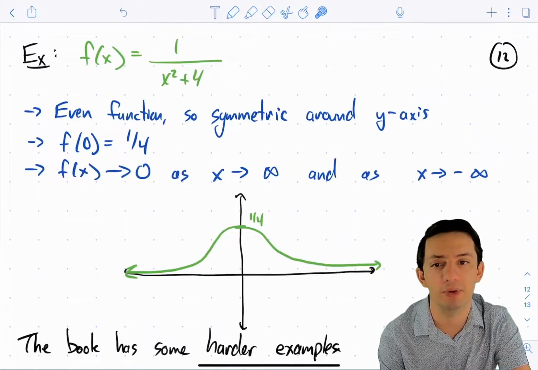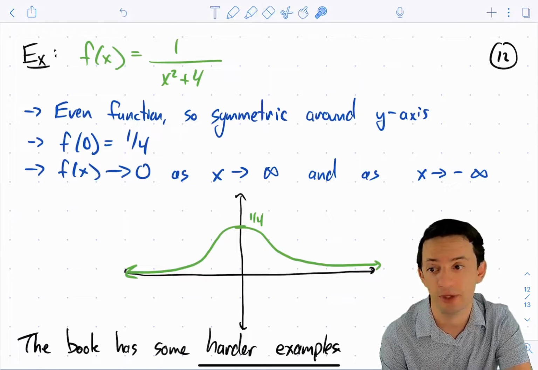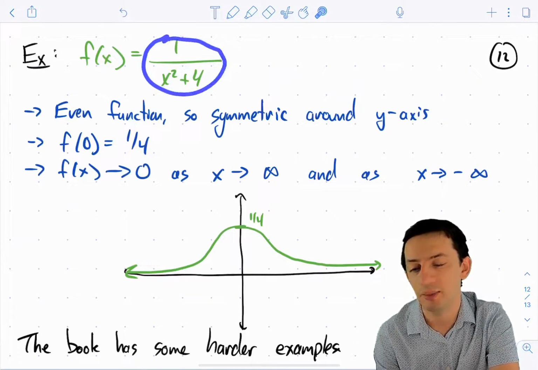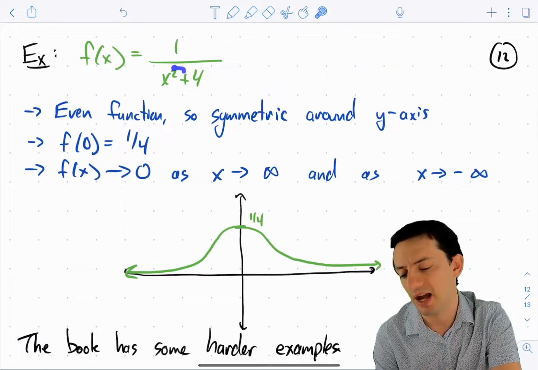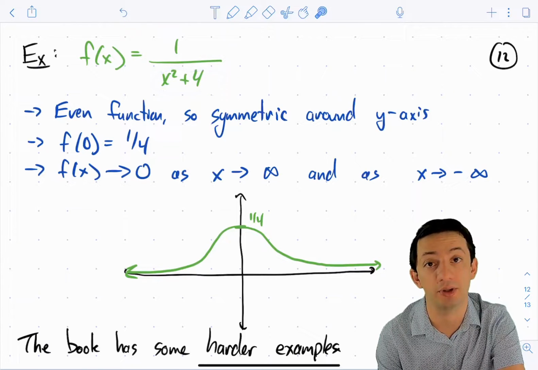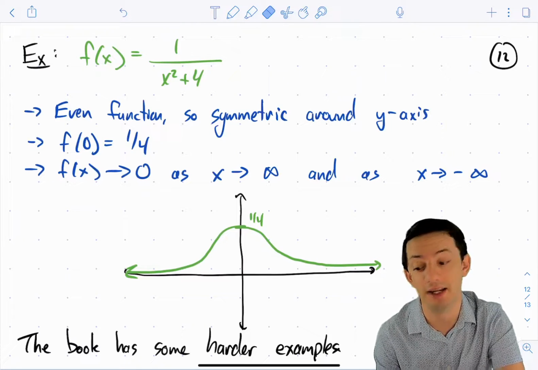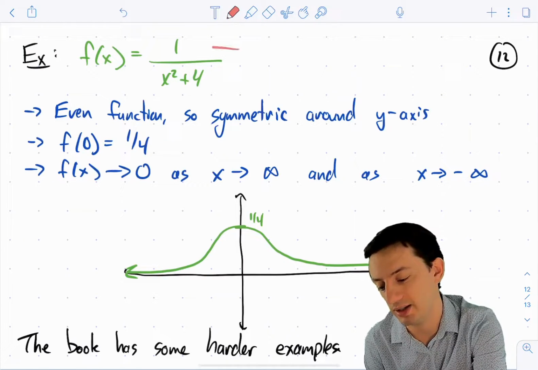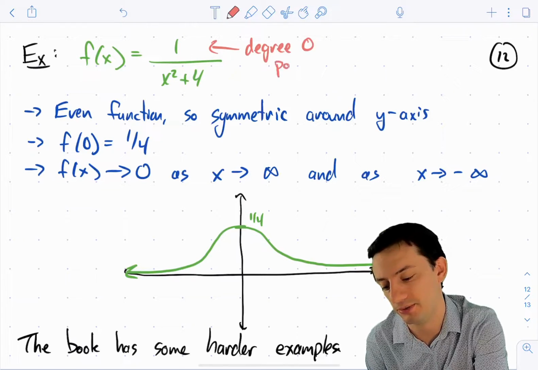Here's just one example of a graph. This one doesn't have one. This is a rational function. Now you might object and say, whoa, it's obvious that the denominator is a polynomial, it's a degree 2, but the numerator is just a constant. Well, remember, a constant is a polynomial. A constant is just a degree 0 polynomial. So that's fine. It's a boring one, but it's still a polynomial.